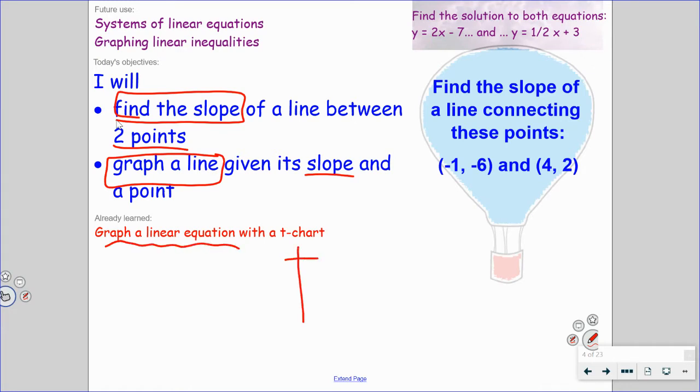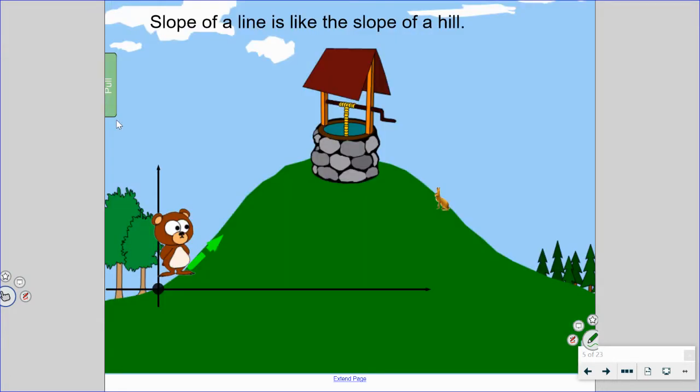We're not going to do that anymore. We're going to use the slope. And this should lead us to systems of equations, to graphing equations without using a t-chart. So I'm going to plant that little seed in mind for you. Is there any way to graph that without a t-chart? Follow along as we go.